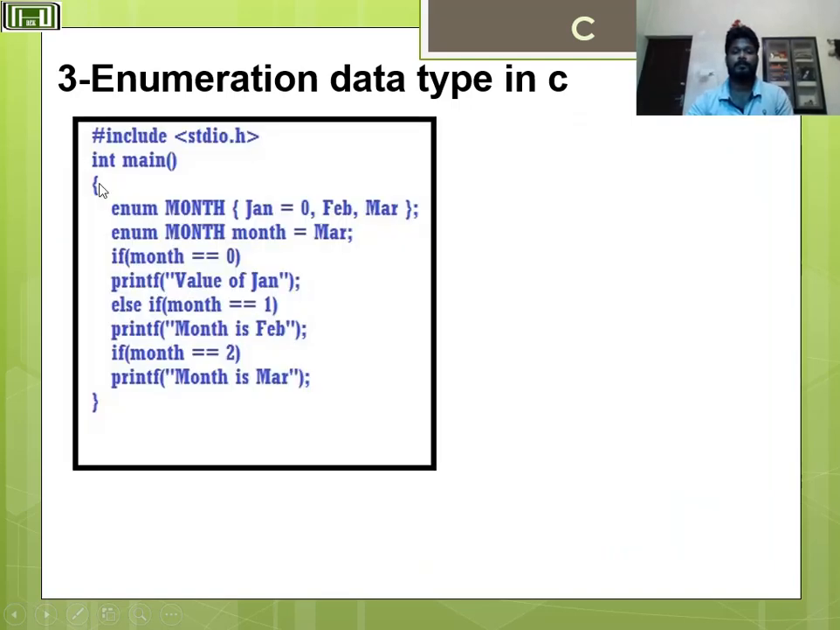Now here is one example for enumeration data types. Enum month with January to March, with indices from 0 to 2. Enum month is equal to March. If month is equal to 0, print January. Else if month is equal to 1, print February. If month is equal to 2, month is March. So we are getting the states of months. If you give the input 1, we will get February. If the input is 2, you will get March, like that.